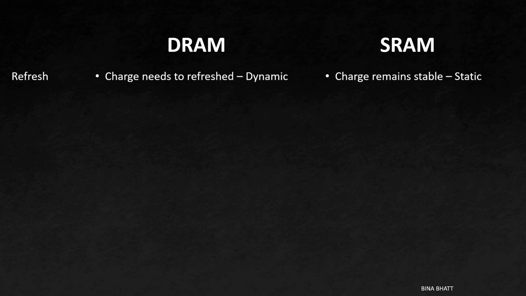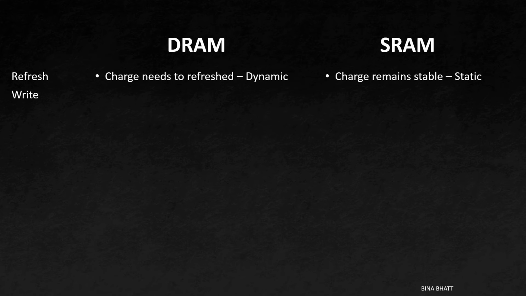Now let's quickly review the key differences between DRAM and SRAM. We started with the abbreviations. After looking at the cell structure, we found that DRAM requires periodic refresh cycles to keep its content intact, which is why it is called dynamic RAM. In contrast, SRAM does not require refresh cycles and the charge on it remains stable, hence it is called static RAM.